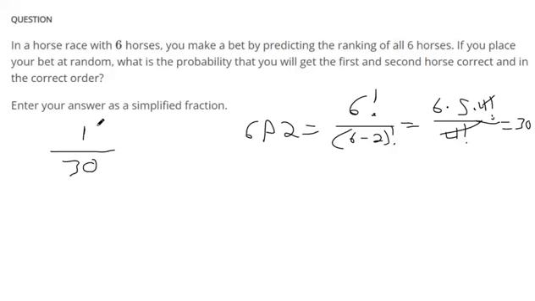So that's our probability. The probability is always calculated by taking the number of different ways you can achieve your goal of getting the first and second horse correct. There's only one way of making that happen. And then you've got to divide by the number of possible options for choosing the first and second horse, which was 30.